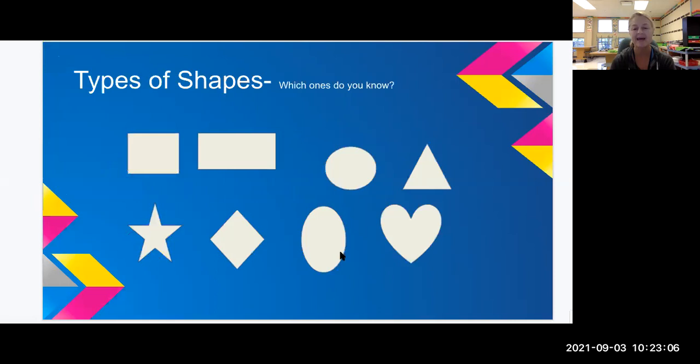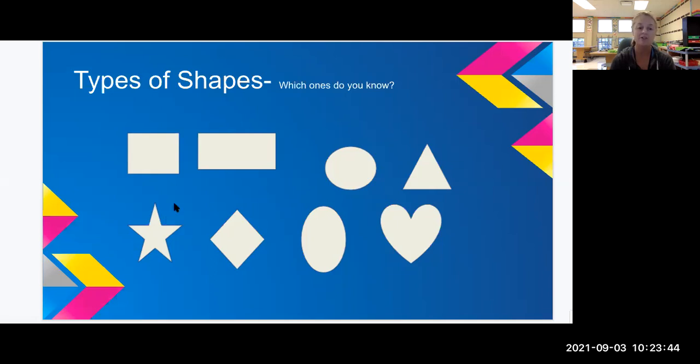We call shapes that have names geometric shapes. Now, we'll be talking about free-form shapes in the next lesson, but geometric shapes are the ones that you're familiar with and that you've probably already heard of. So we have our square and our rectangle, circle, triangle, heart, oval, diamond, but we also have another name for this. We call it a rhombus, and a star.